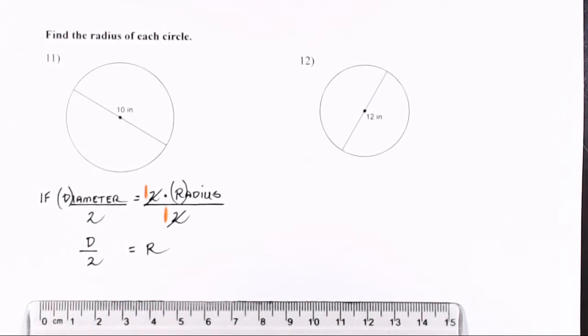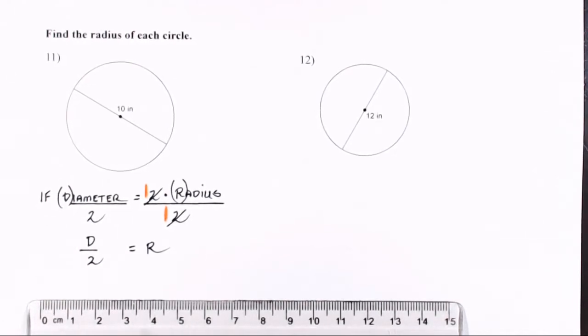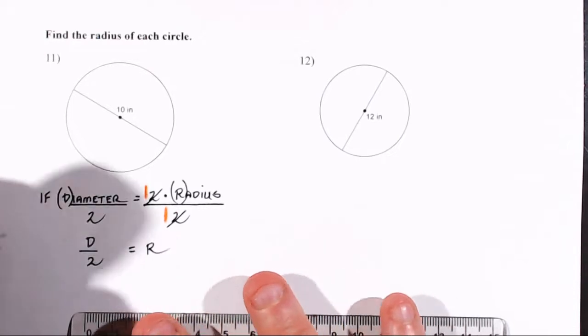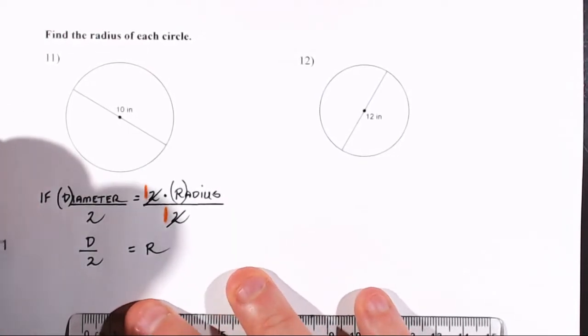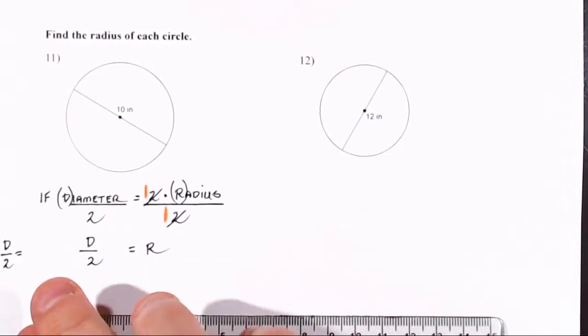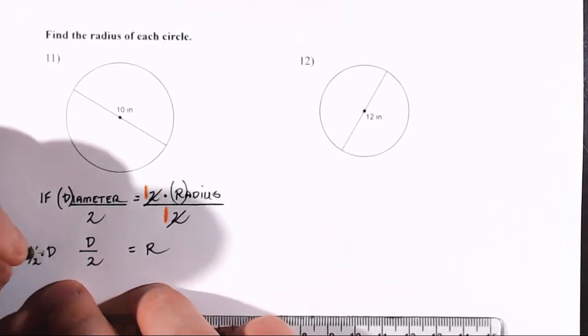Now what's another way that I can write d over 2? Okay, so right now it's saying d divided by 2. That's what it's saying. But I could write, so just a little side work here, d divided by 2 is equal to 1/2 times d.